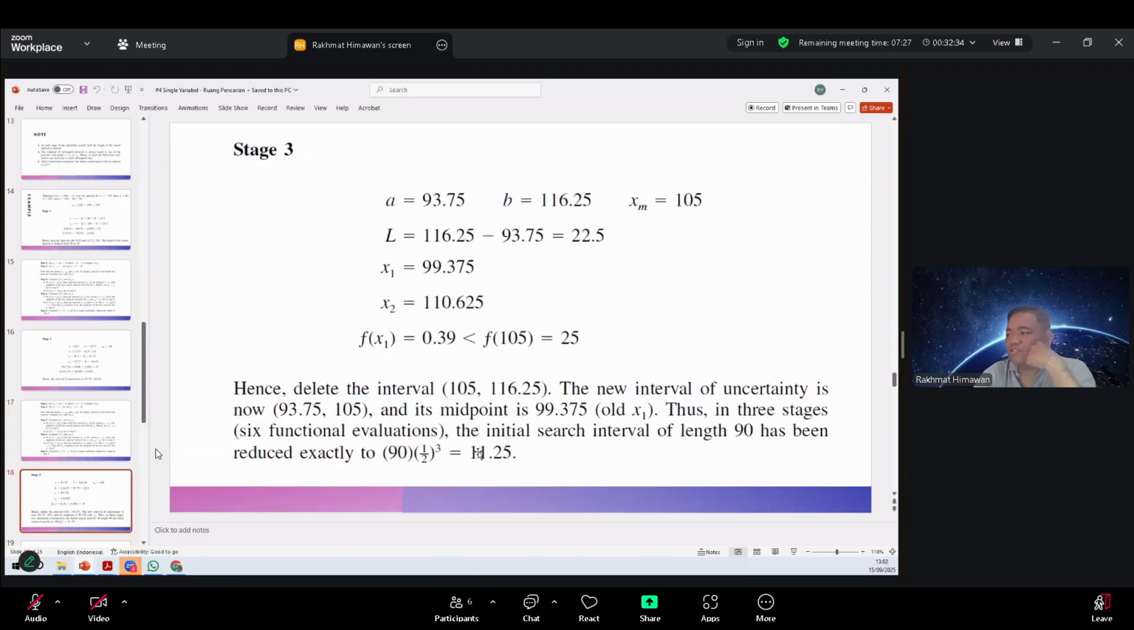If this is okay, it's good enough. Let's just guess the X star is between this, it's fine. But if that's not enough, we want to have an L of 5 or less than 5, then you need to do several more stages.